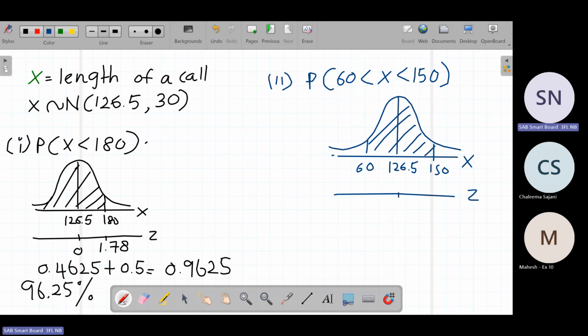Then calculate the Z values. Here minus 2.22. Here 0.78. Okay.